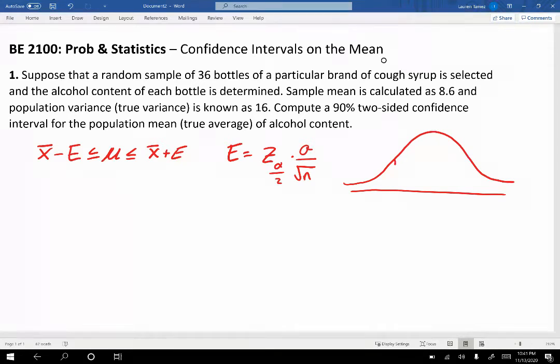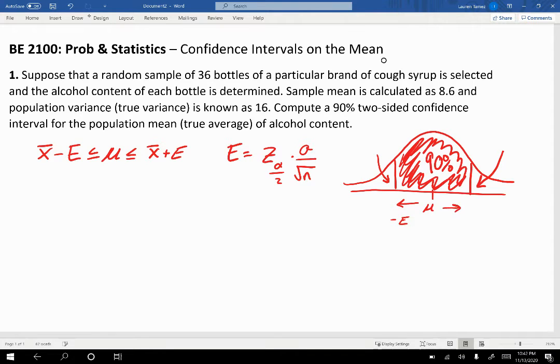This is what our confidence interval is saying. It's saying that they're 90% sure that the mean is going to be somewhere in here. And this is our mean. So going out this way is our minus error, and then going out this way is our plus error. And this is why we have the z of alpha over 2, because this is a two-sided confidence interval, so it has two tails, and alpha has to be split up into 2.